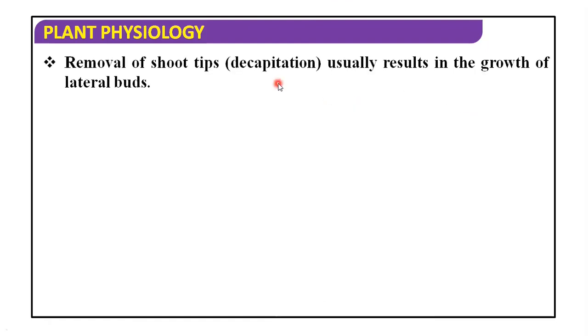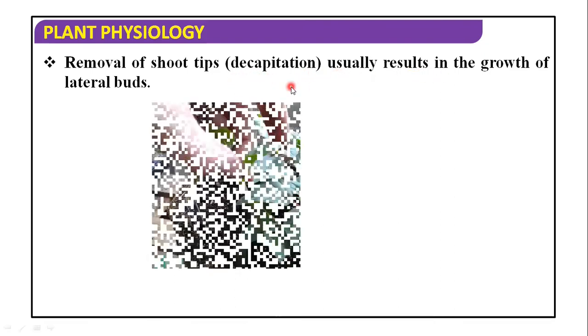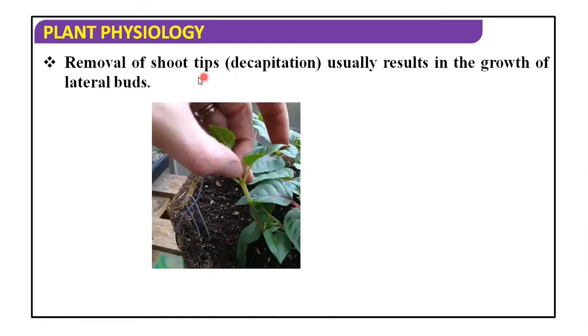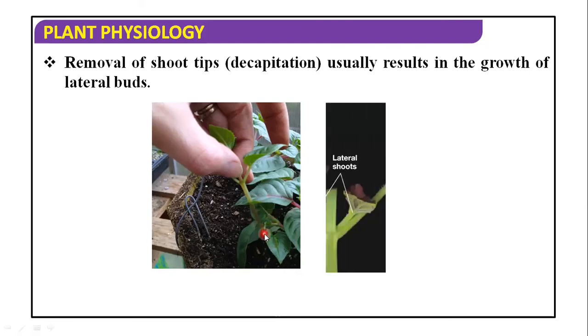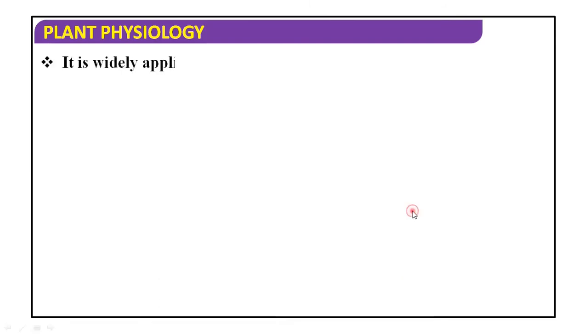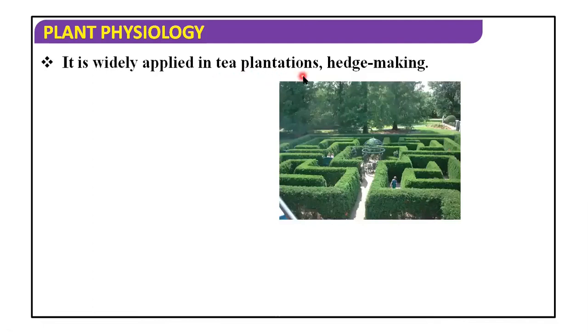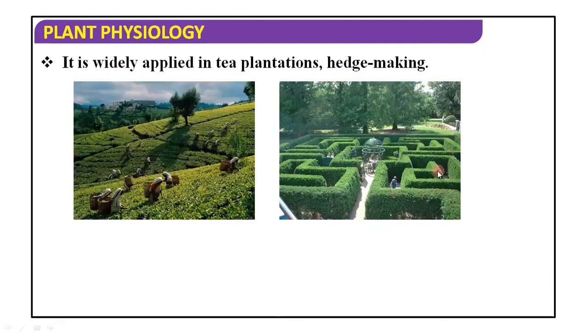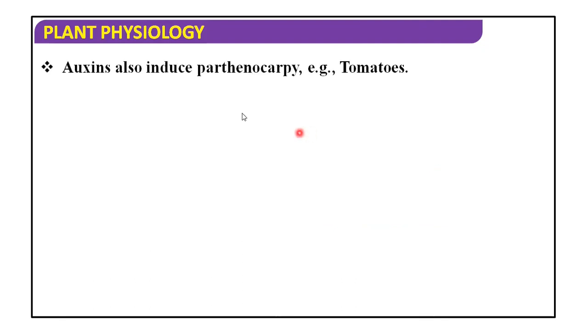Removal of shoot tips, that is decapitation, usually results in growth of lateral buds. If we remove this, it can help in growth of lateral buds. So these are the lateral shoots which can grow from lateral buds. It is widely applied in tea plantation and hedge making like this.